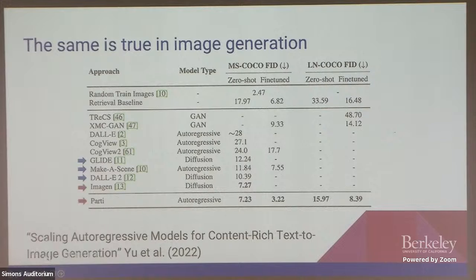Imagen and Parti were built by two different teams at Google at roughly the same time. One of them is diffusion-based, one of them is transformer-based. And again, they use roughly the same amount of resources and get roughly the same performance.